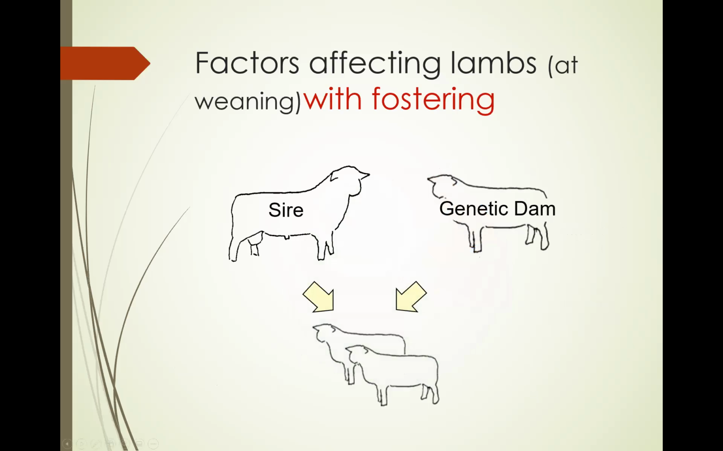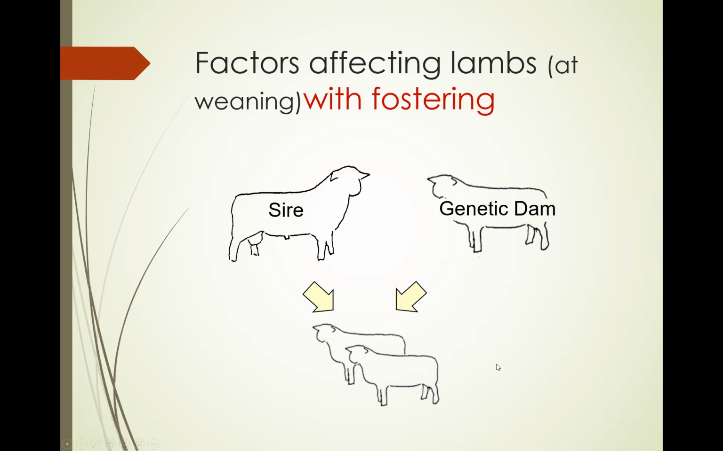So let's now kind of break this down. That first example that I showed would be when the dam was both the genetic dam and the rearing dam of a lamb. And here I'm showing just those direct additive effects, the contributions of that genetic dam and sire directly to the growth of that lamb.